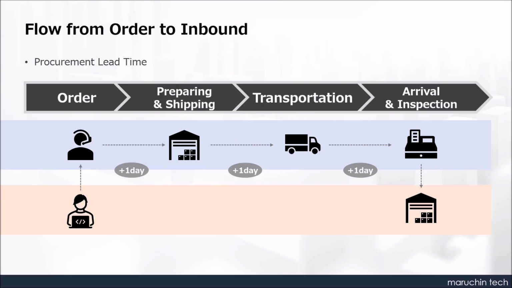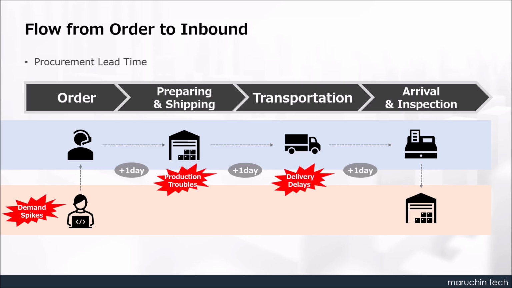The process involves executing the order from the system, the supplier preparing and shipping the goods, truck transportation, arrival at the warehouse, and finally inspection and put away. If you place an order only after the stock hits zero, you will have a stockout during this entire period. Therefore, you must place an order before the stock equivalent to the lead time runs out.